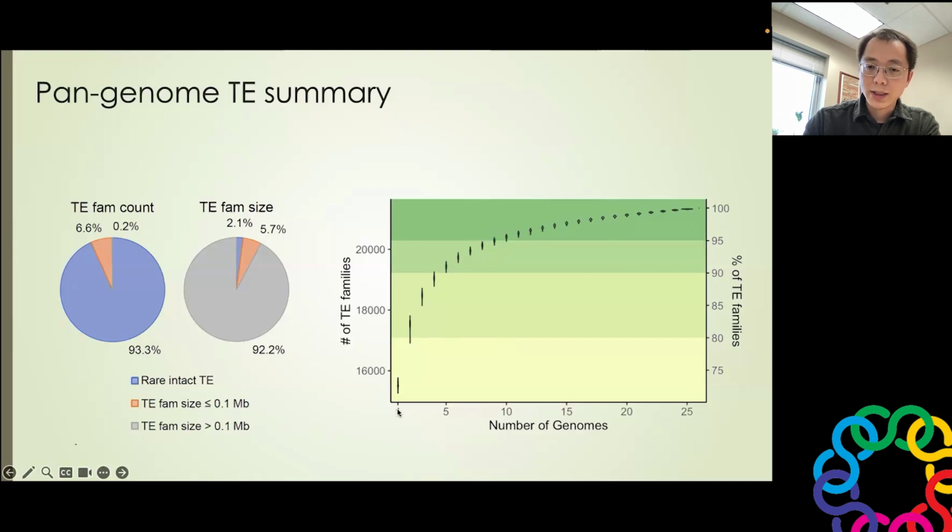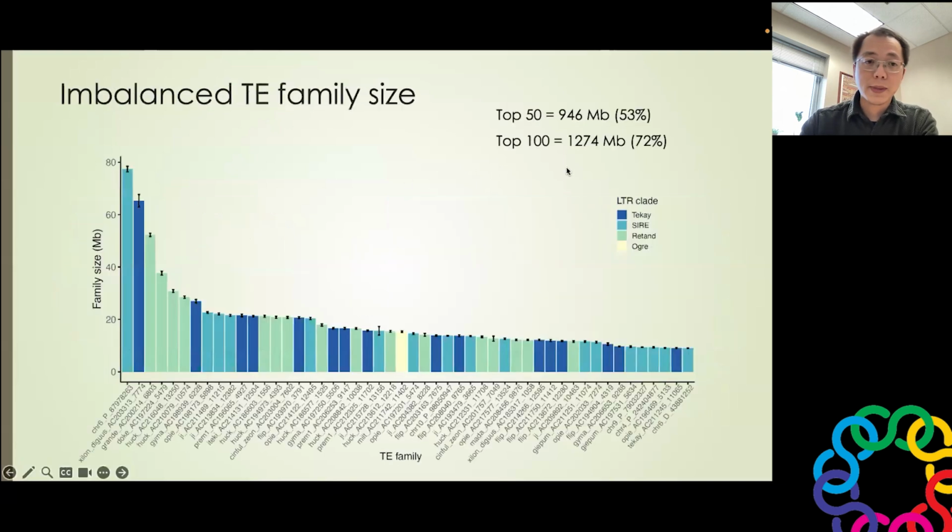With the x-axis being the number of genomes randomly added to the pool, and the y-axis being the number of TE families that can be found in this subset of the genome. And the second y-axis is the percentage of families. So you can tell that with as few as 10 genomes added into the pool, you can find over 95% of the TE families, which is the majority, right? So basically, the variation between individuals of the same species in maize is not that big.